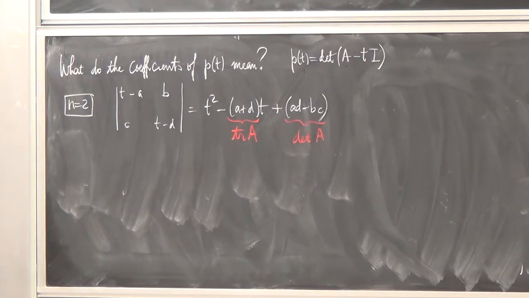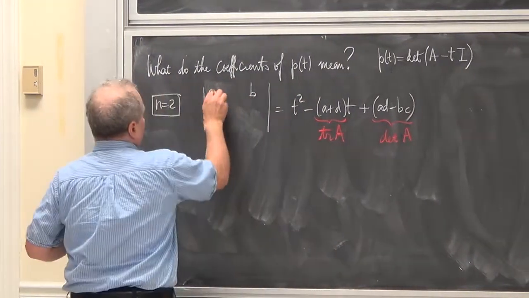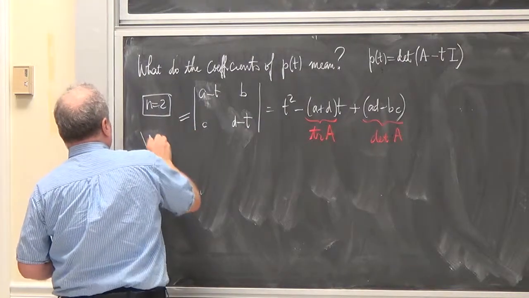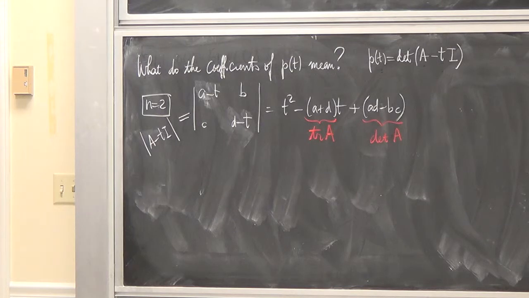Shouldn't it be A minus t? Oh, shoot. Yeah. Thank you. Sorry about that. All right.